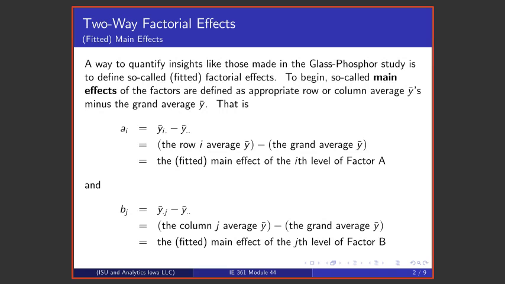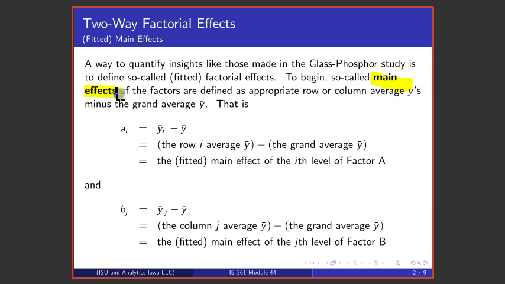What we're going to try to do is quantify the insights that were made in the previous module regarding that glass phosphor study. We're going to put some numbers to it, so to speak. To begin with, we're going to define what are called main effects.